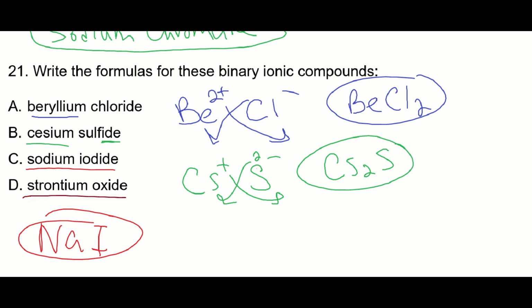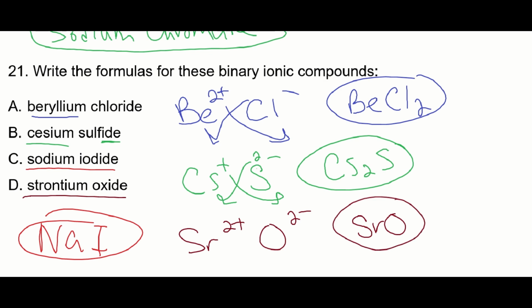Strontium is group 2. 2 positive. Oxide. Oxygen is group 16, 2 negative. Crisscross, and they're going to cancel out as well.